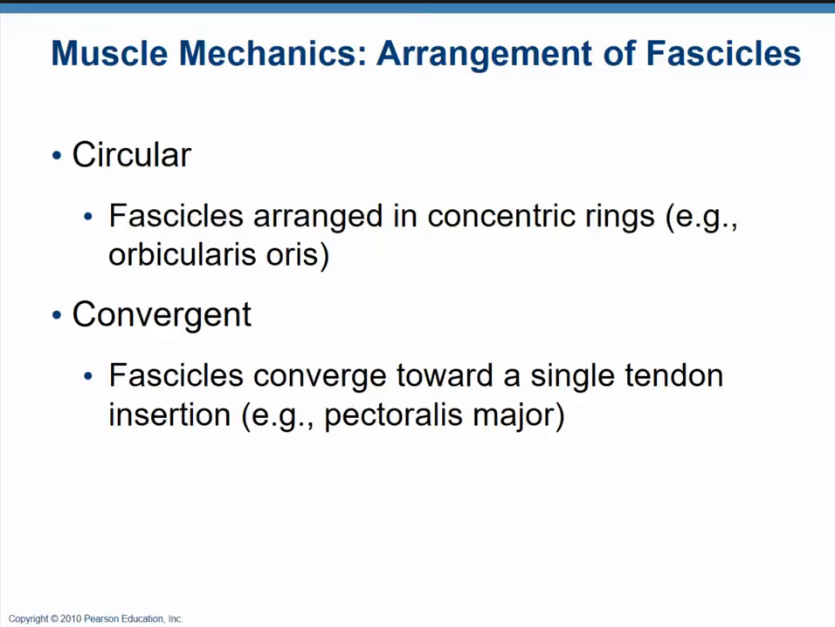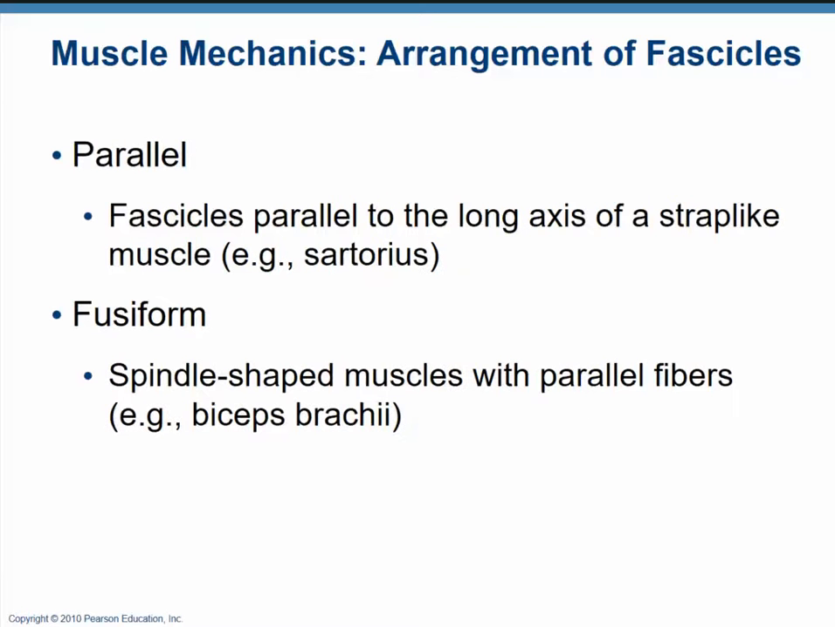Some are triangular, and the fascicles all converge towards the single insertion. So the pectoralis major is a convergent type. Some of them are parallel. So it's a strap type muscle. So all the fascicles are really long and they're parallel. So we get a lot of movement out of these, but not much strength. An example would be the sartorius.